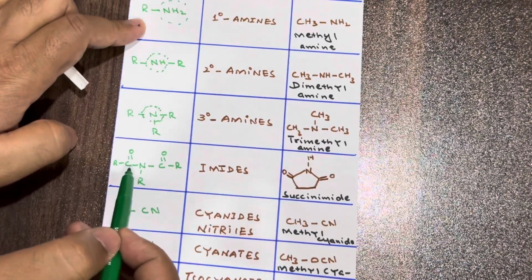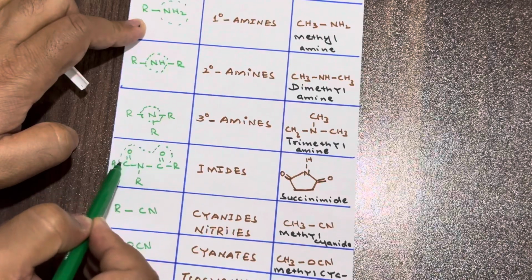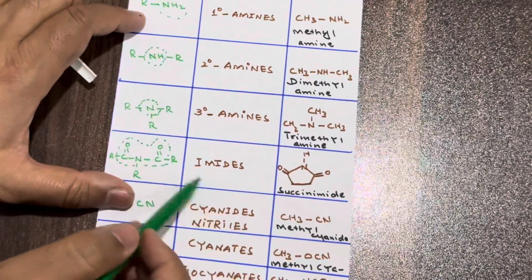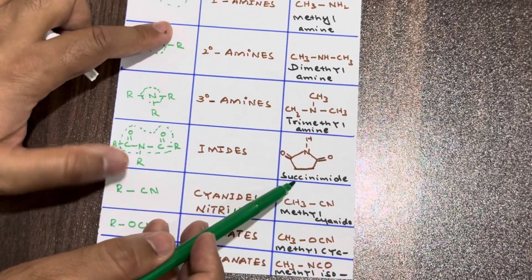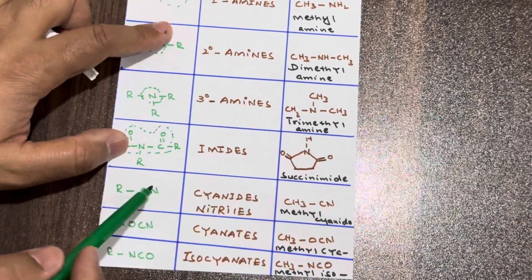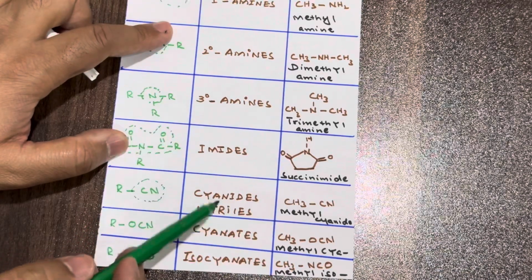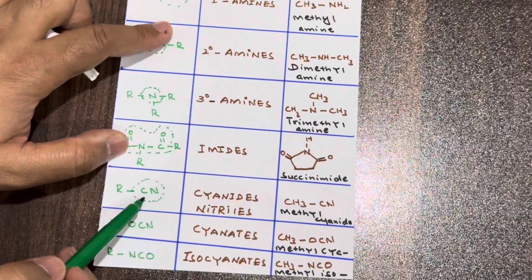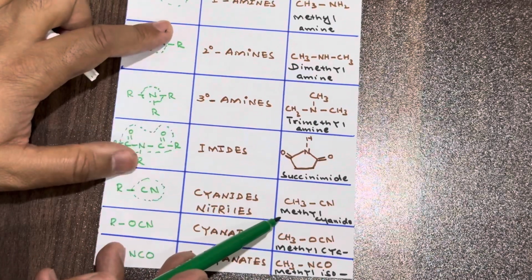In the same way, if this functional group is present in any organic compound, then that is called imides. And my dear students, one of the examples is succinimide. RCN, if the CN group is present, this class is called cyanides or nitriles, and this functional group is the cyano group. And my dear students, an example is methyl cyanide.